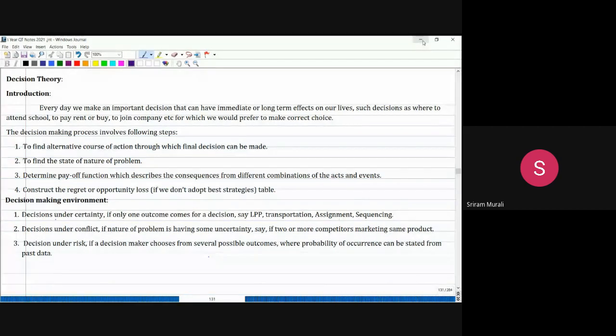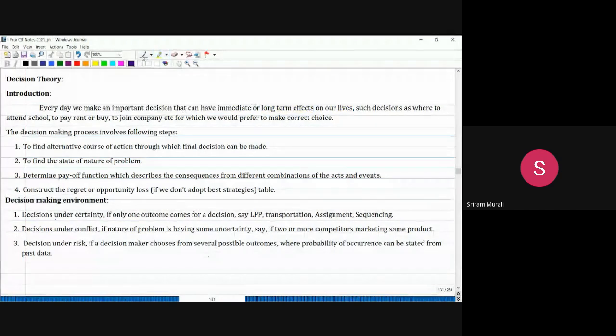If you come to this present scenario, decision theory, it is very important to make a decision which can be done for immediate or long term effects in our lives. Such decisions: where to attend the school, to pay rent or buy, to join a company, etc.